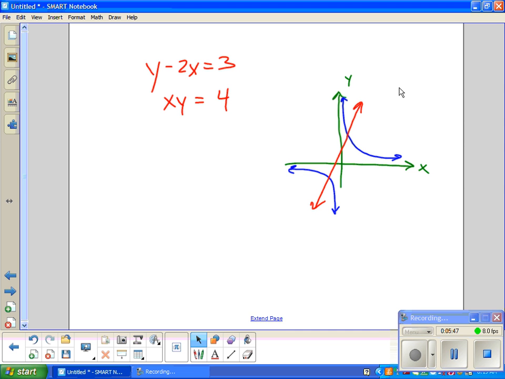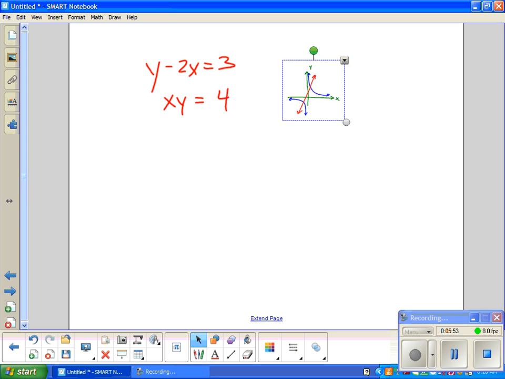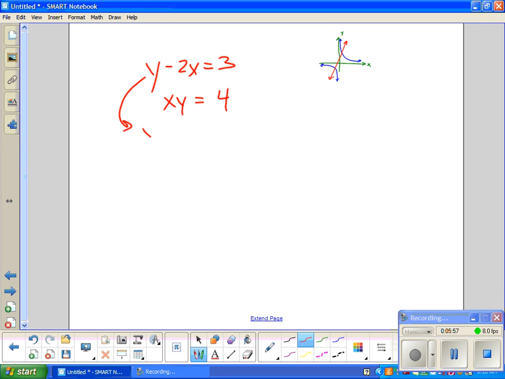But you guys agree the red line hits the blue line twice? So we're going to find two solutions. Okay, we know that. We'll put that back up there. I'll solve the top equation for y, and then I'm going to replace y in the second equation with 2x plus 3. I get 2x squared plus 3x equals 4.